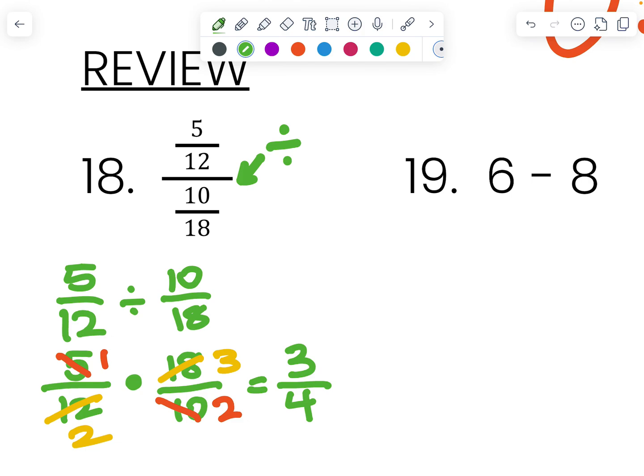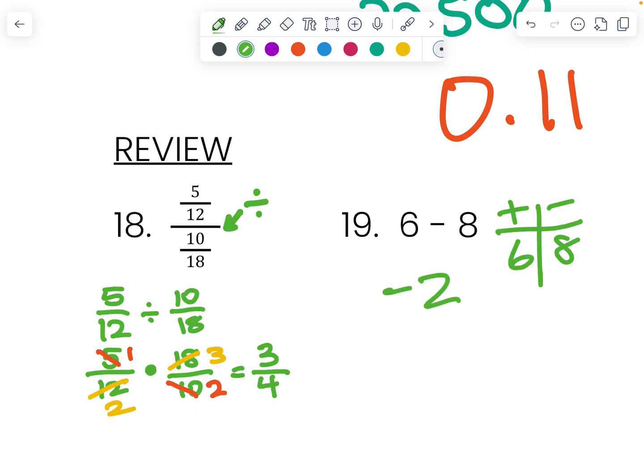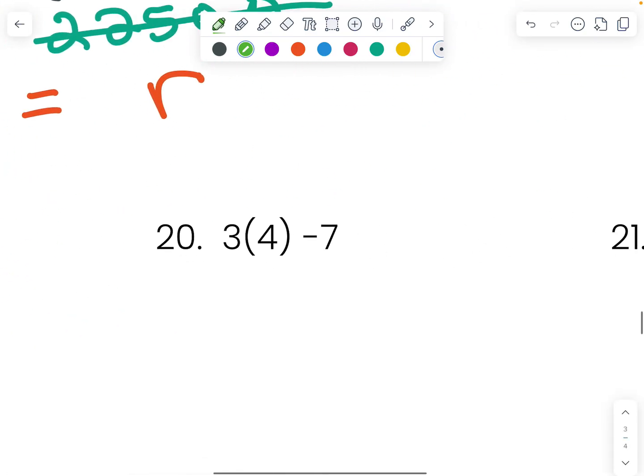All right, number 19. What does 6 take away 8, you guys? You can do the scoreboard if you still need to. You should have 2 negatives. All right. 3 times 4. Wouldn't we do this part first because that's multiplication and get 12? Then subtract 7.